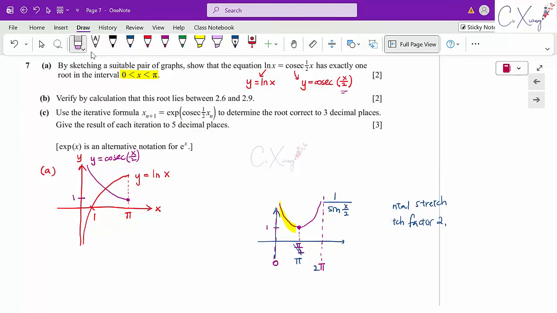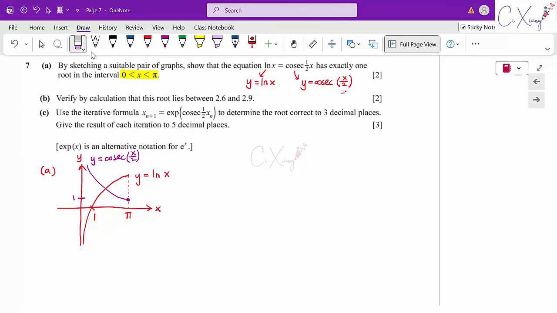They want us to show that there's only one root in this interval from 0 until pi. So how to show that there's only one root? One root here basically means that there's only one intersection point between the two graphs. Okay, so this is the root. The value here for the x is the root.